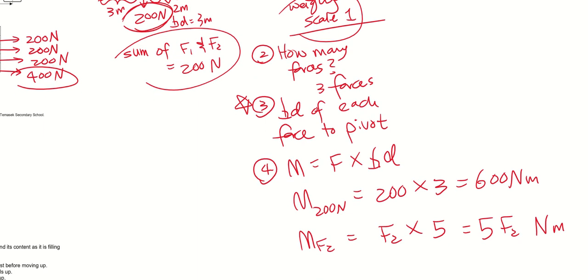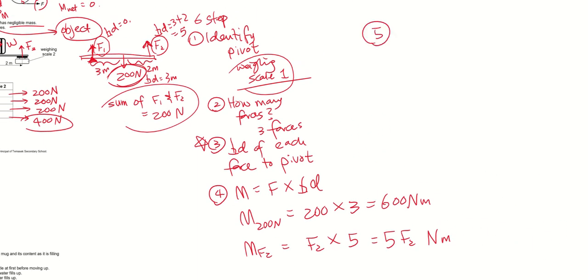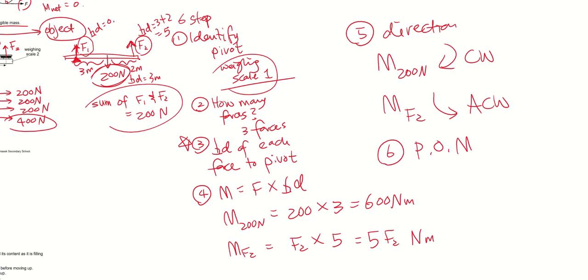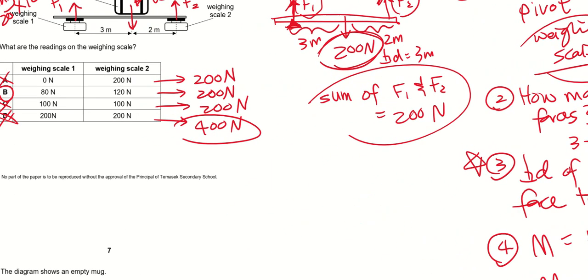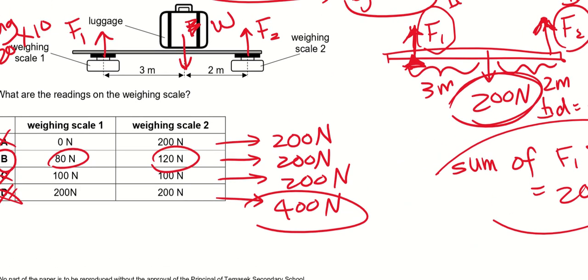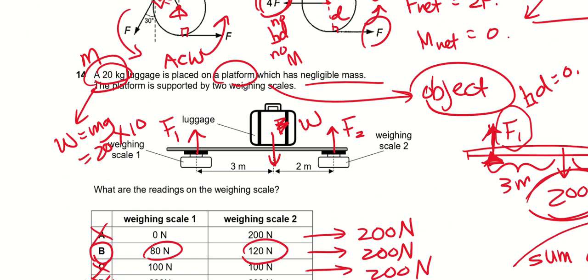Unit is Newton meter. Step 5, direction of the moment. The moment of the 200 Newton is clockwise. The moment of F2 is anti-clockwise. Then because it is in equilibrium, I can apply the principle of moments. So I equate 600 to 5 F2, so F2 equals 120 Newton. So the answer is B, 120 Newton. And because the net force is 0, the value on weighing scale 1 must be 80. So this is for question 14.